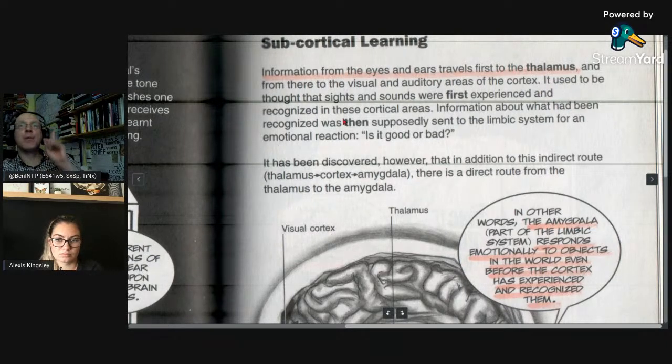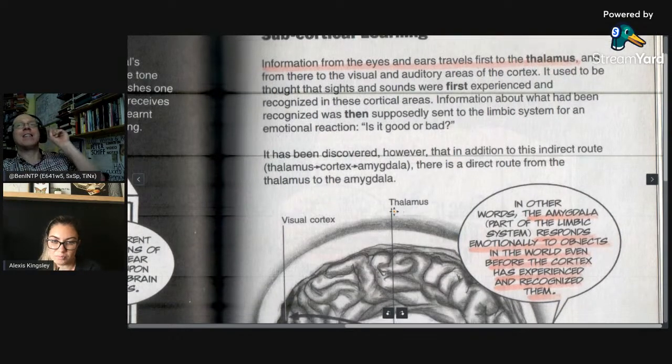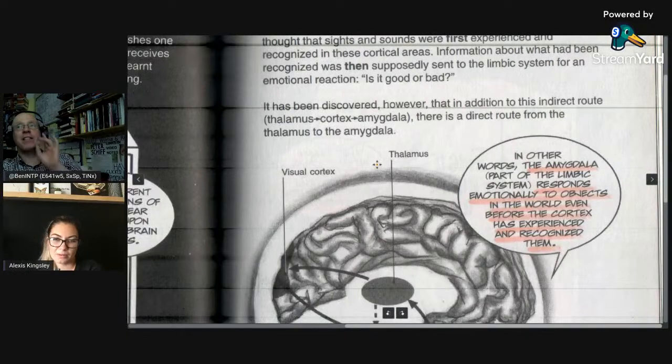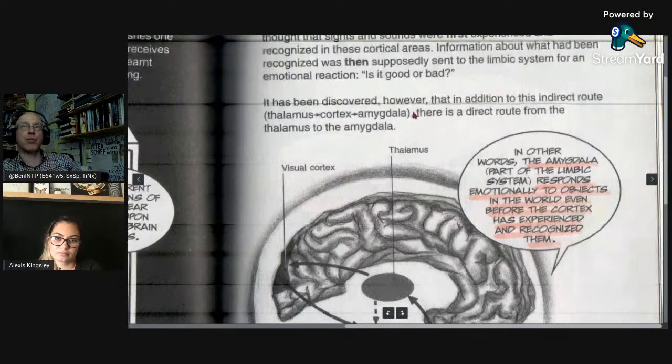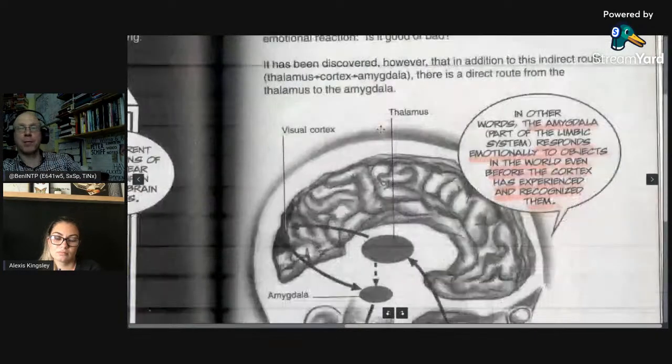It used to be thought that sights and sounds were first experienced and recognized in these cortical areas. Information about what had been recognized was then supposedly sent to the limbic system for an emotional reaction. Is it good or bad? It has been discovered, however, that in addition to this indirect route, thalamus, cortex, amygdala, there is a direct route from the thalamus to the amygdala.